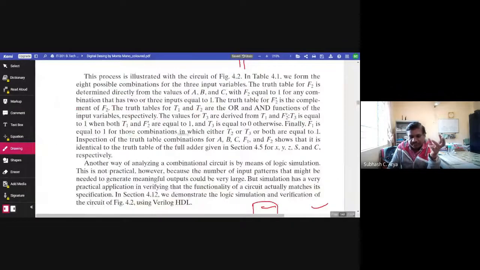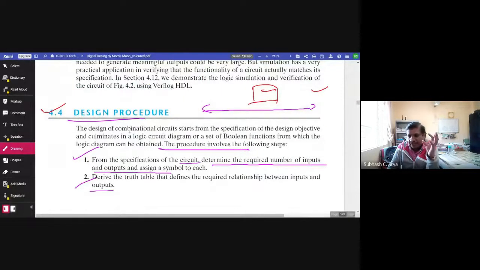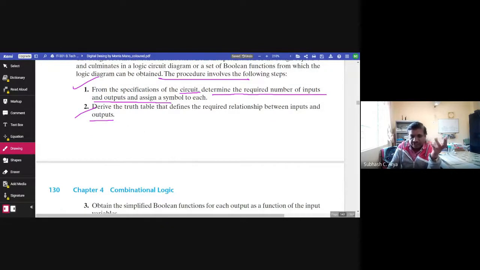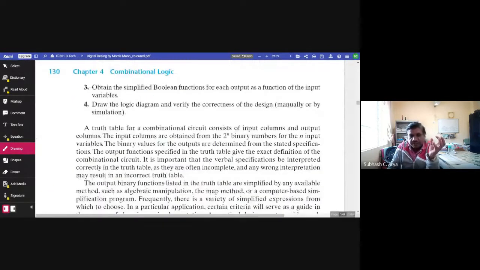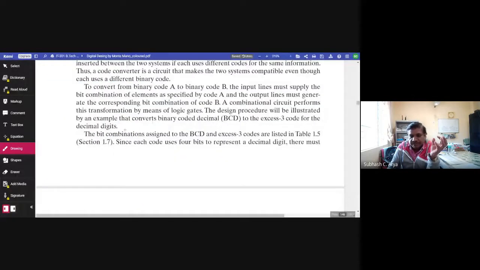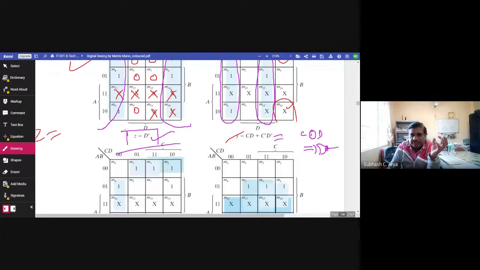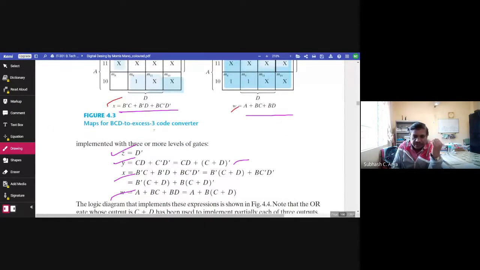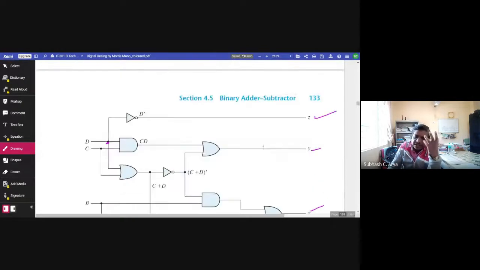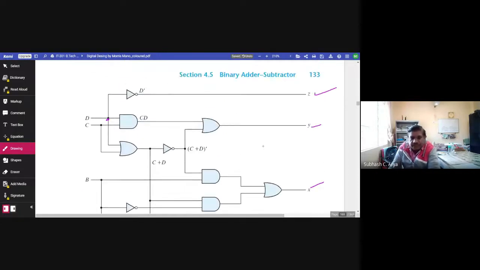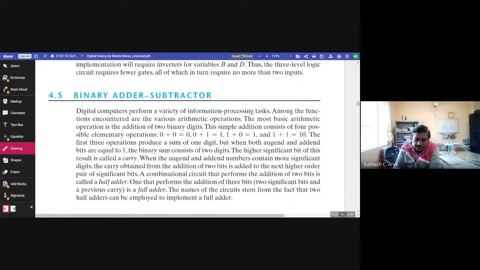And now another part is called the design procedure. In that we have been given a statement of the problem. Then we have to decide how many inputs there are and how many outputs there are, find out the relationship between input and output, then simplify the Boolean function and realize the circuit. As an example, we designed a BCD to XS3 code converter. Once we know one code converter, we can design any kind of code converter. Okay, and this was the output. Now coming to the next section, that is called binary adder subtractor.